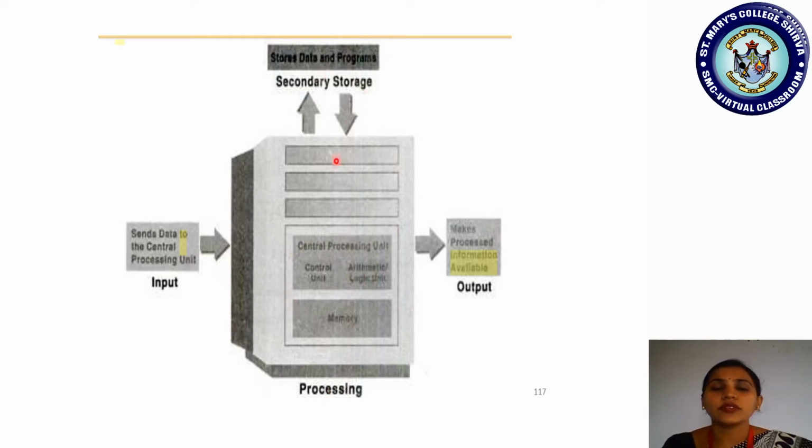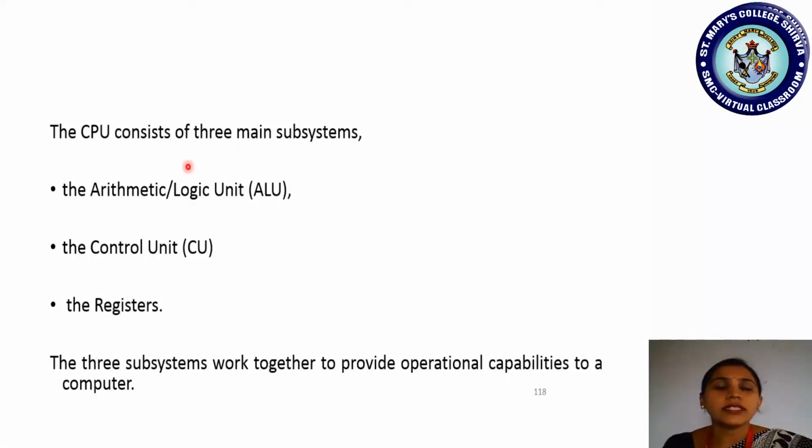Yes. So the secondary storage actually stores what? Data and programs which will be accessed for later executions. Okay. So in the CPU, these are the main subsystems which I discussed in the previous chapter: ALU, control unit, and registers. And these three subsystems work together to provide better operational capabilities for a computer.